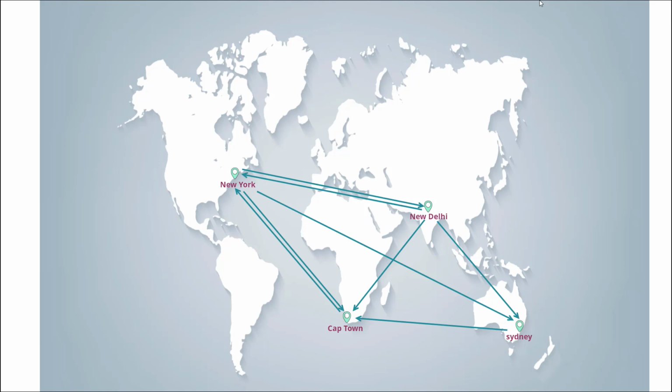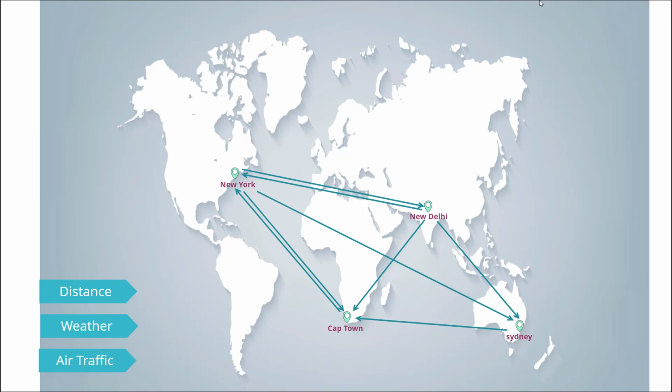For example, to reach Cape Town from New York, there are 3 possible routes. There is a direct flight between New York and Cape Town, or you can reach Cape Town through Sydney or New Delhi. So when a flight starts to Cape Town from New York, the best of these 3 routes should be taken by the flight.